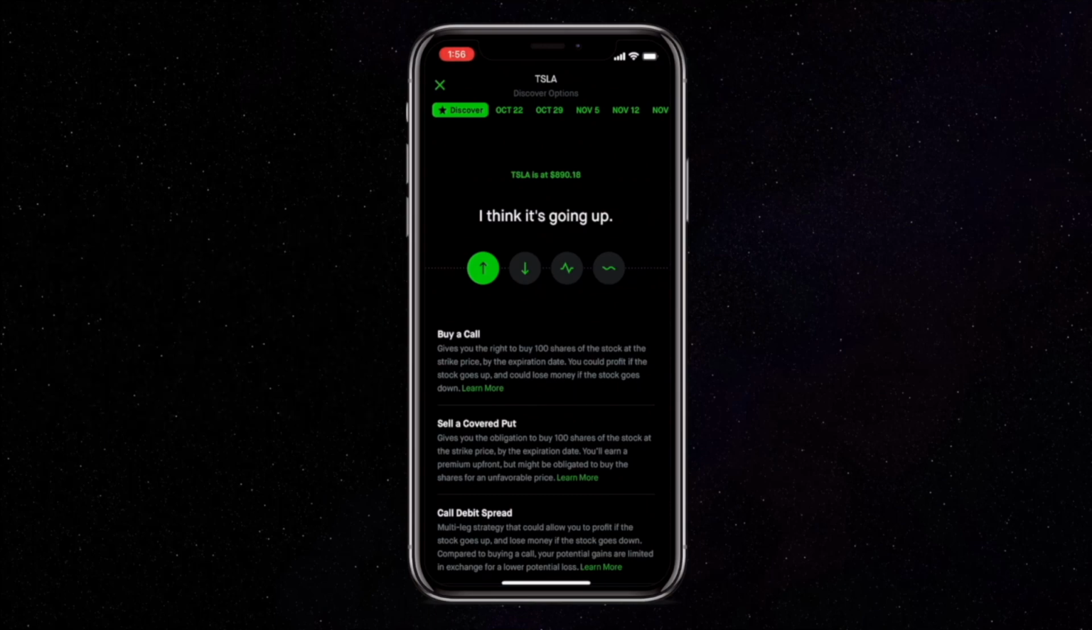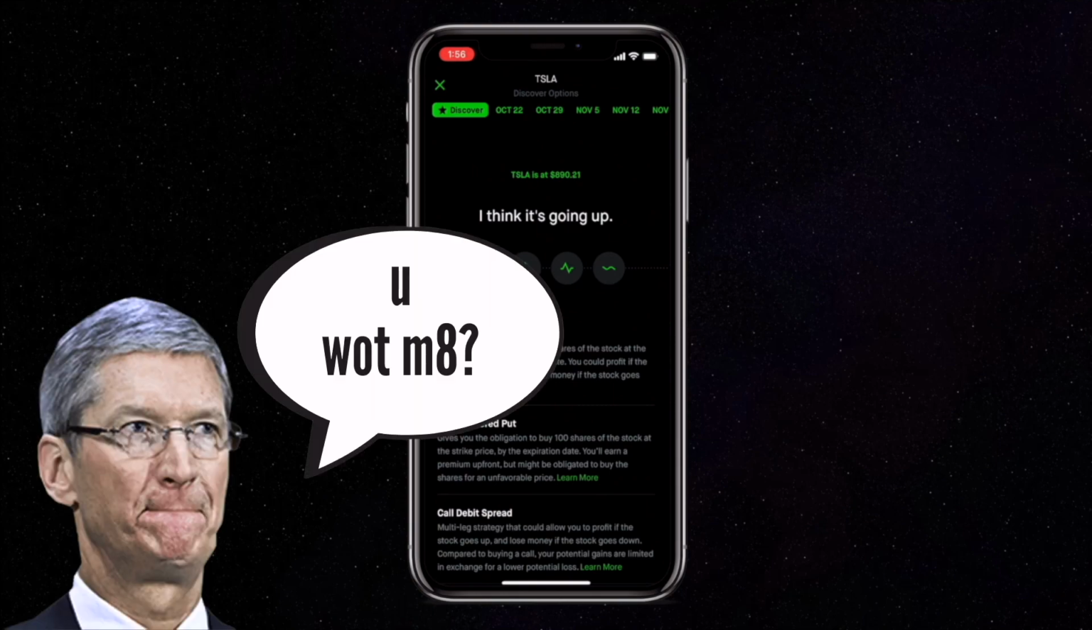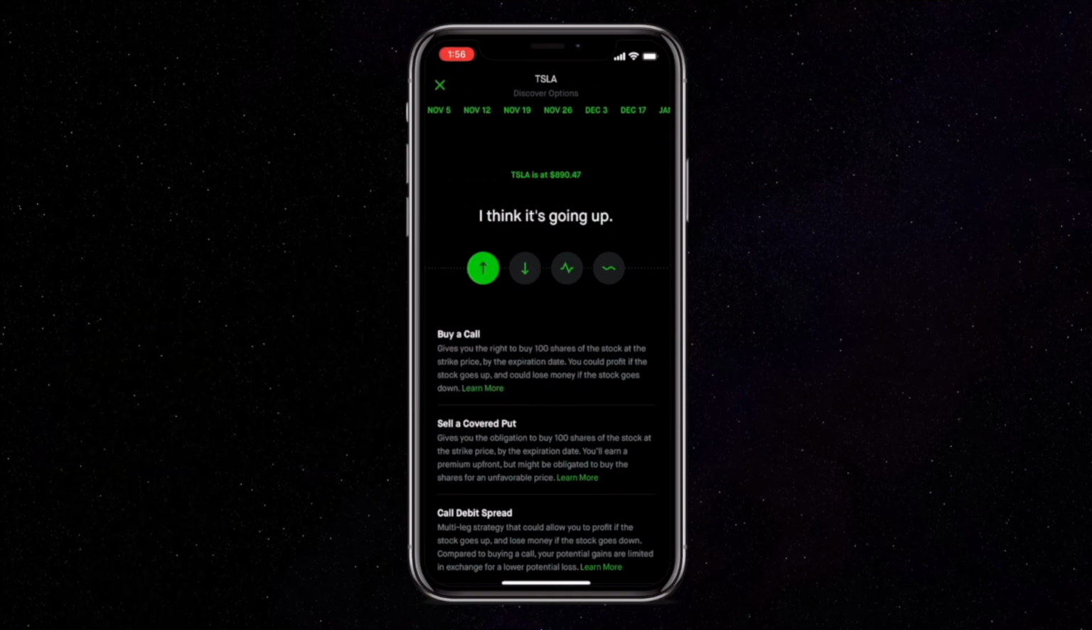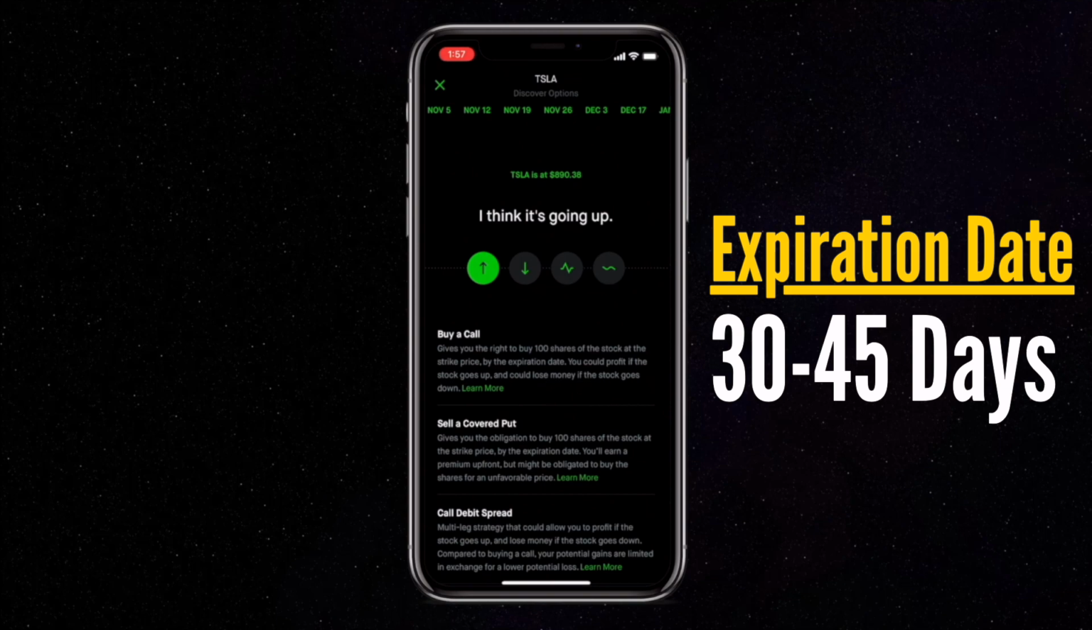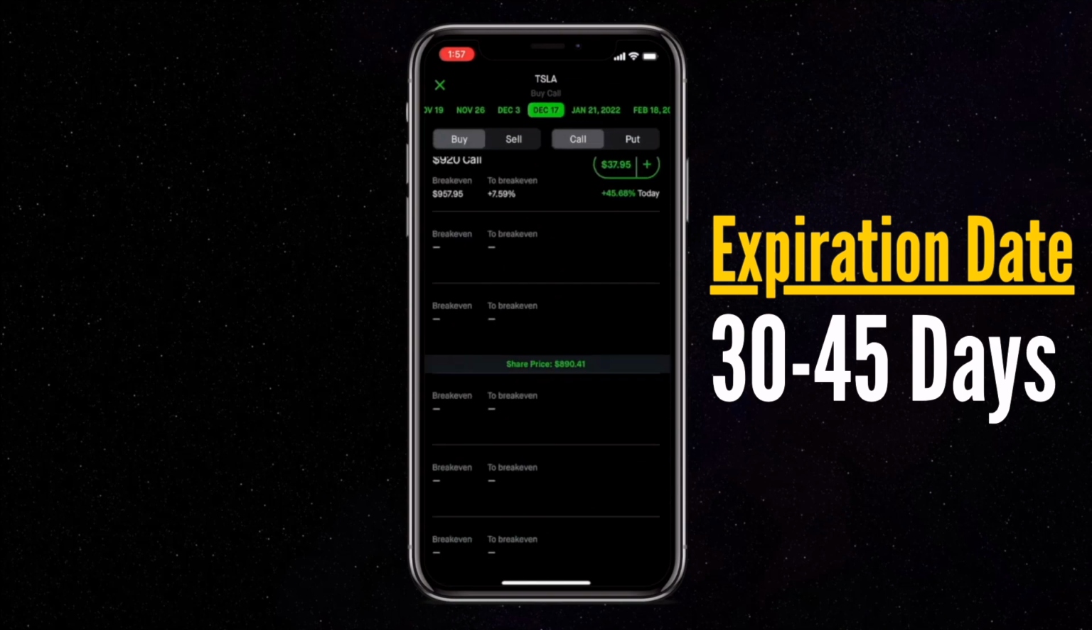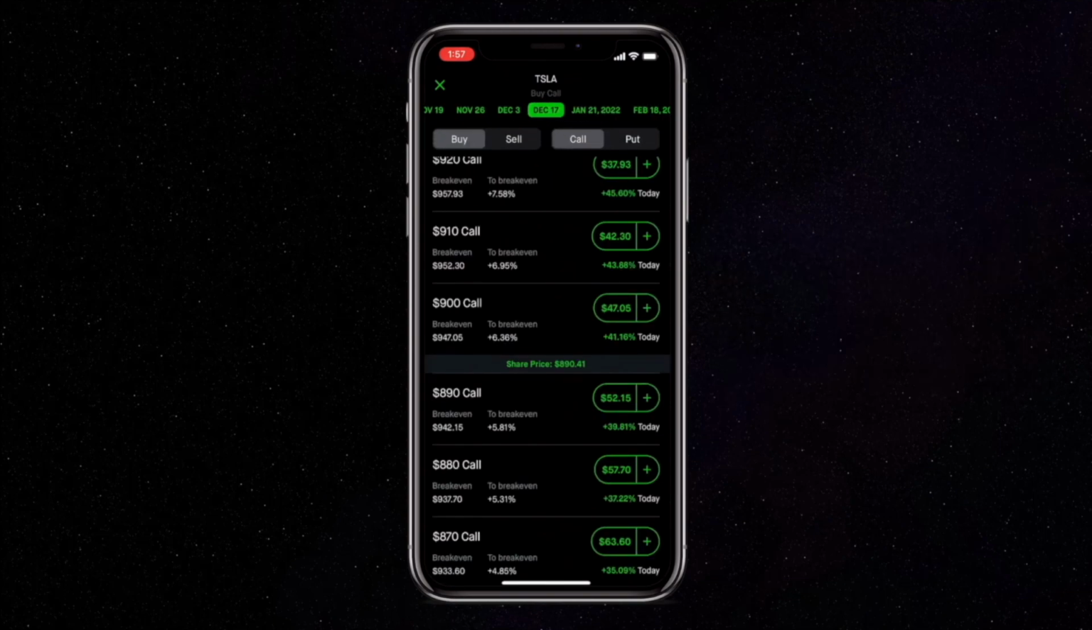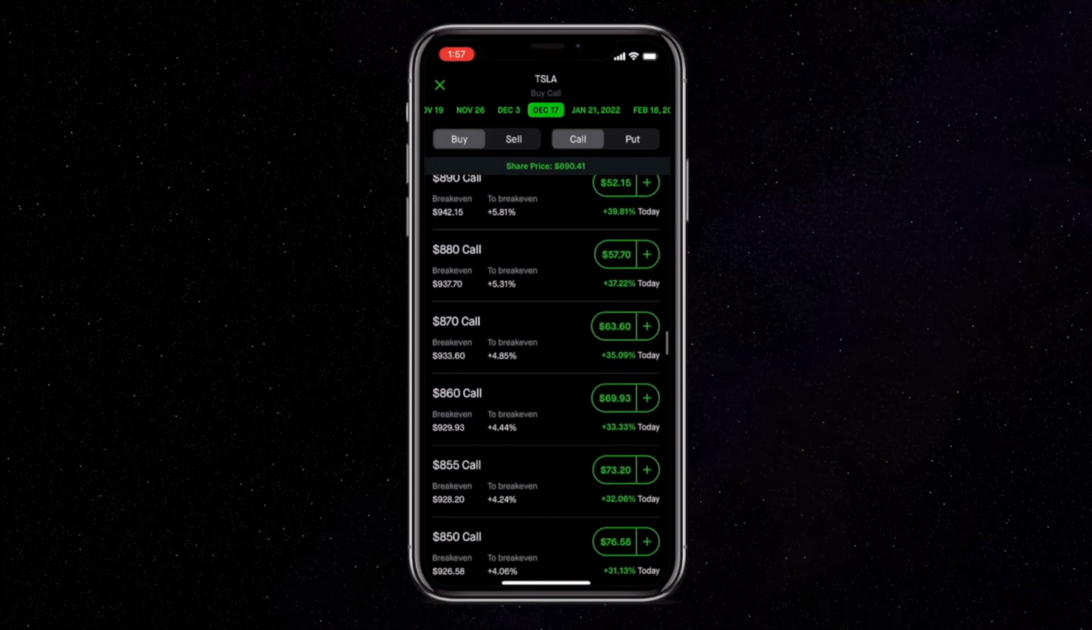Not in the long term, because I think long term Tesla is going to be one of the biggest companies by market cap, if not the biggest company. This is my #1 position in my long-term portfolio, but I do realize the short-term potential of Tesla actually dropping from where it's at right now. So we're going to set our expiration date to 30 to 45 days out. So December 17th is what I would prefer right now. And I'm going to say that Tesla will probably be below $870 sometime between now and December 17th.